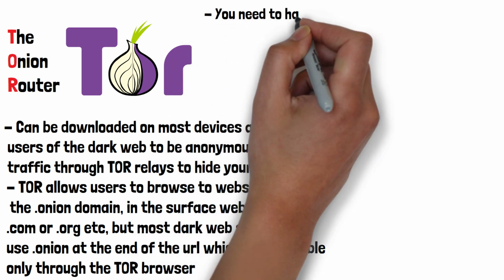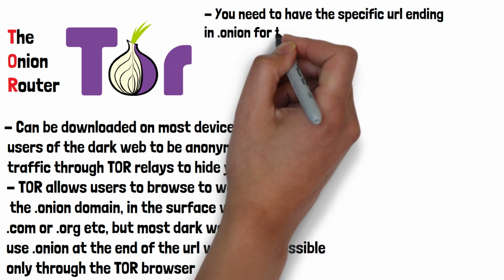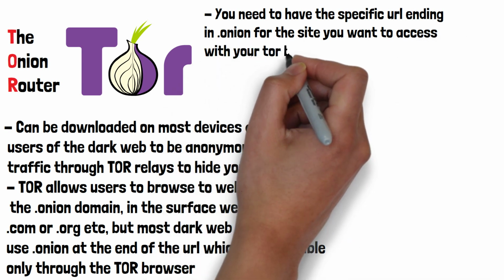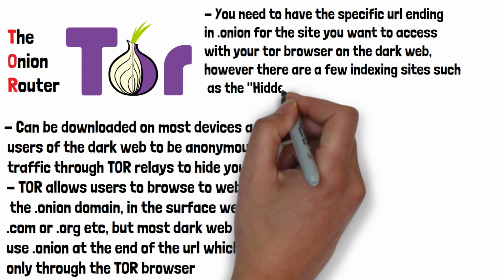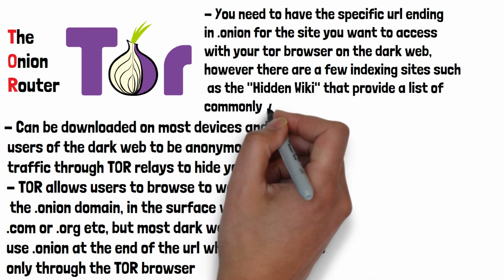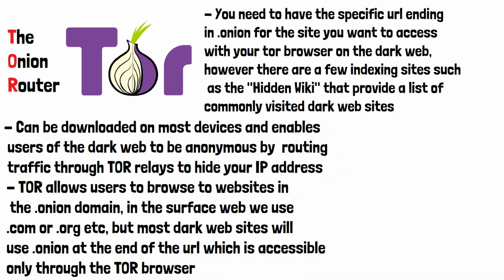As we've mentioned, you need to have a specific URL ending in .onion for the site you want to access with your Tor browser on the dark web. However, there are a few indexing sites, such as the Hidden Wiki, that provide a list of commonly visited dark websites. The URL to the Hidden Wiki does change, but can be found with a quick Google search. It will need to be pasted into the Tor browser to get to the site though.